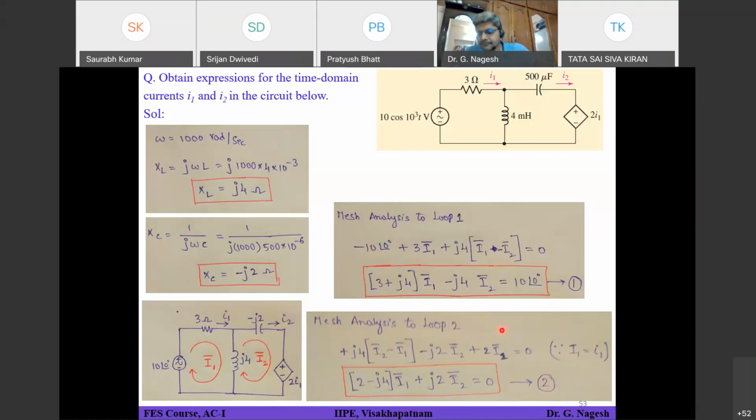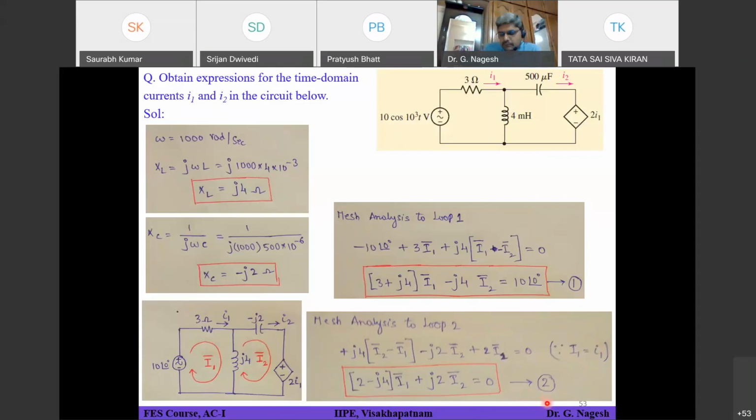Excuse me, sir. Any doubt? Sir, for loop 2, the third component you have written, sir, is it plus 2 I2 or I1? That is I1. Okay, sir. Right, I1. Sir, why did we take 2I1 as 2I1 bar, sir?